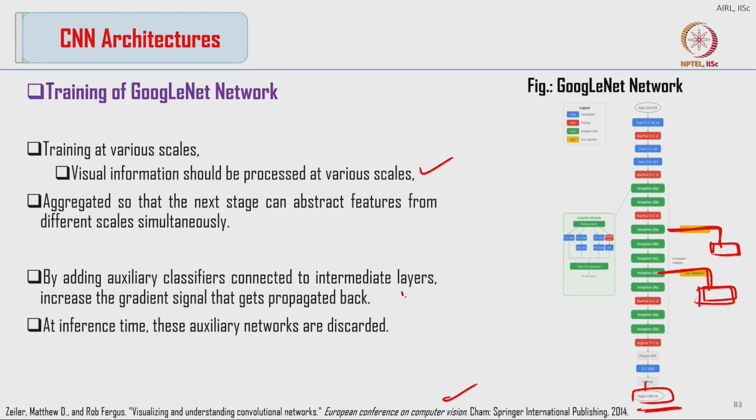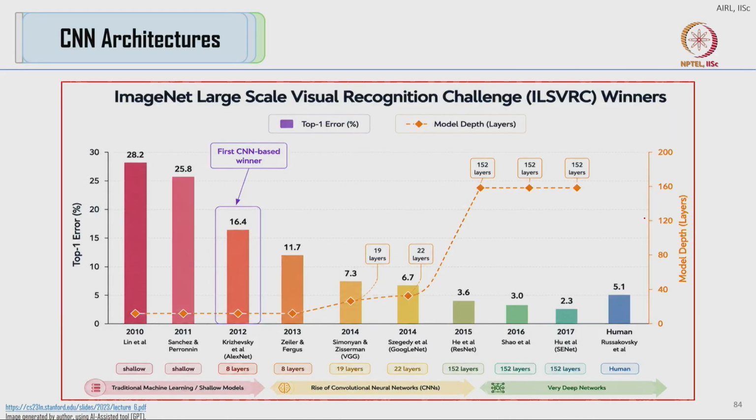Now by adding auxiliary classifiers connected to the intermediate inputs, it increases the gradient strength, and at inference time these networks are discarded. So during backpropagation you would have a gradient update from this particular one, which is the actual output, but you would also have a gradient update throughout these, right, because we will calculate the error. When we calculate the error, this would contribute to the gradient which would flow in the earlier part of the model, right.